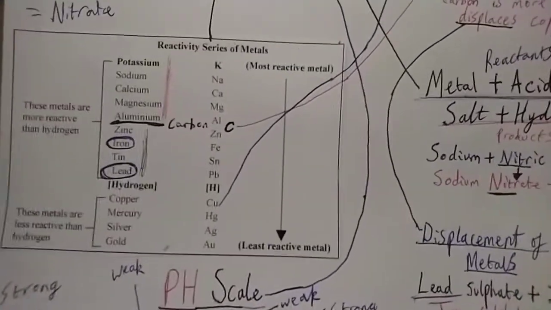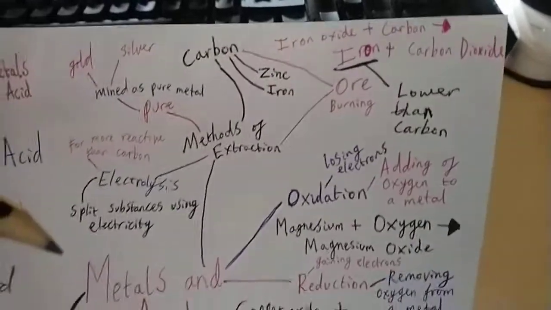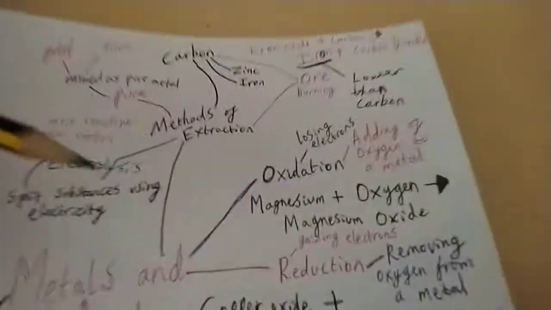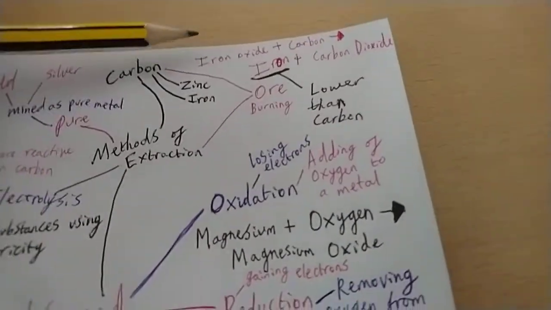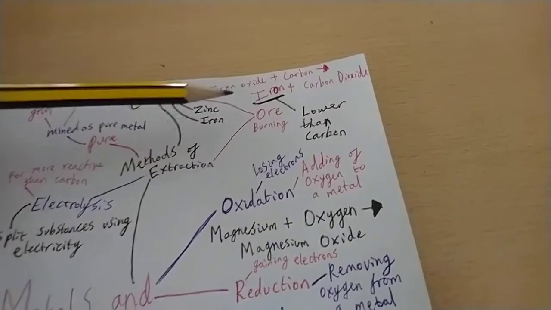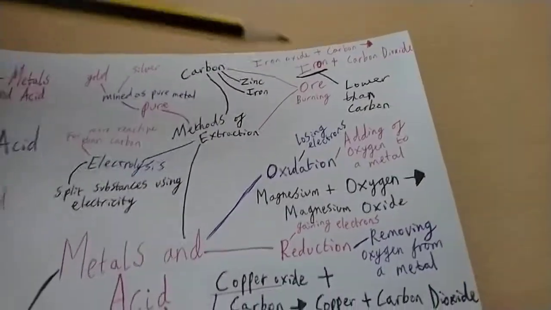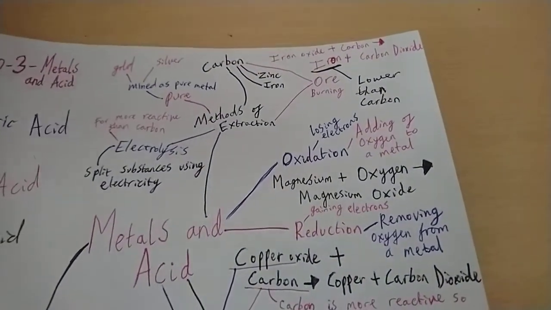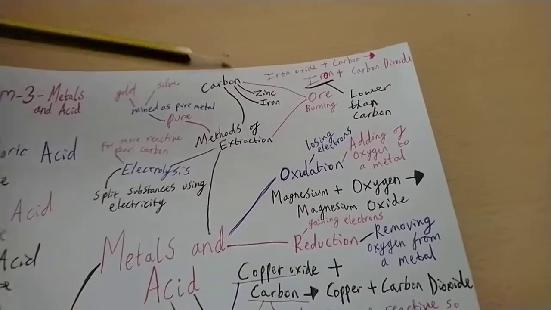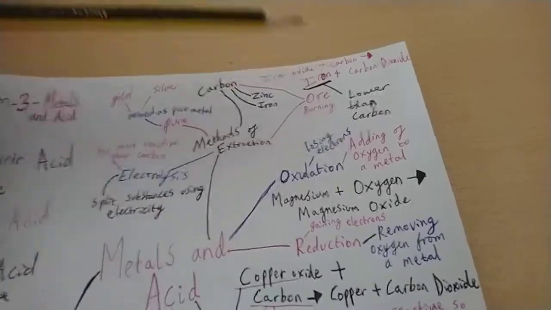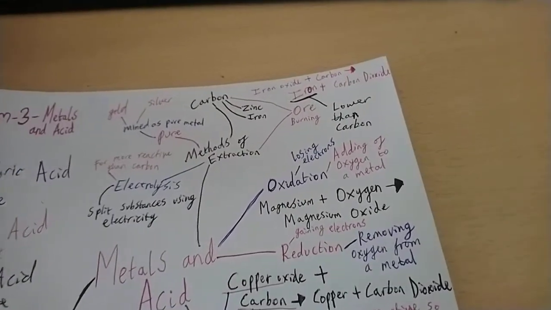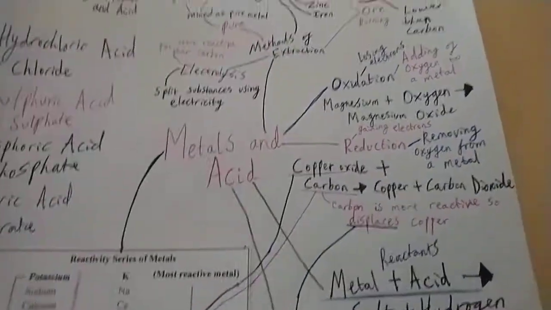But anything more reactive than hydrogen and less reactive than carbon, because it's less reactive than carbon, carbon can be used to displace it. So for example, iron is there. So iron oxide plus carbon turns into iron plus carbon dioxide. So by doing this, we've managed to extract the iron as a pure substance because it's lower than carbon. So the oxide will turn into dioxide and go with carbon because it is more reactive.